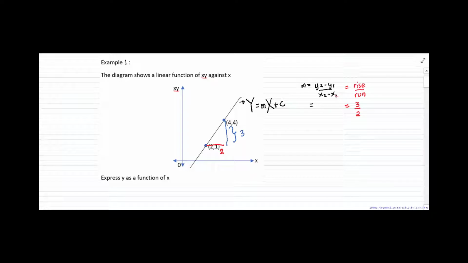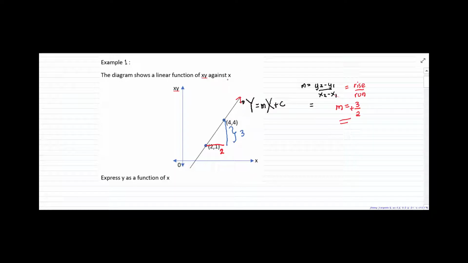Because it's to the top right, the gradient will be positive. This was already taught to you in junior high school. There you go, we have the gradient. The gradient is positive 3 over 2.